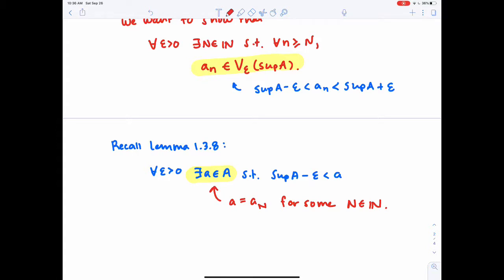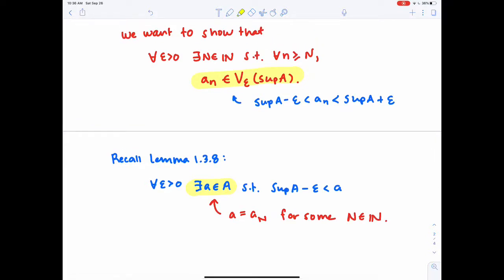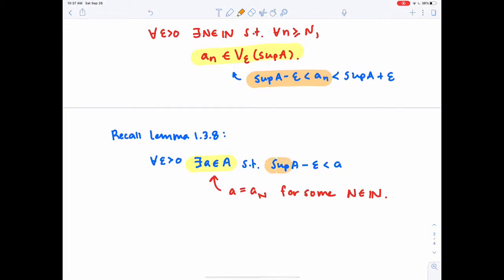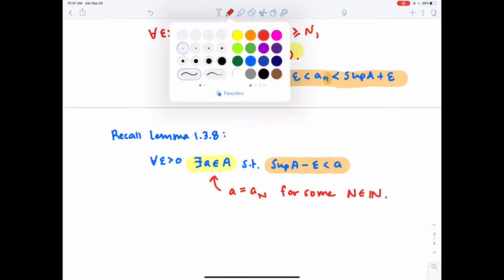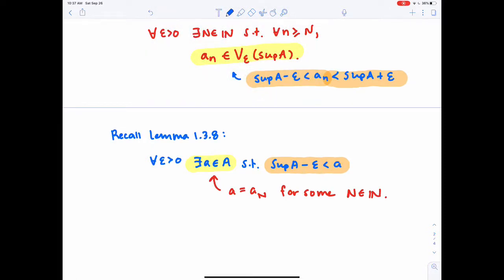So notice that this is already giving us part of the inequality that we were hoping to have. We had our inequality sup A minus epsilon less than a_n, which is what we're trying to show for the left side in order to be in the epsilon neighborhood. And over here, we get that as a natural consequence of our lemma. Now, what about the other side of our inequality? Because remember, there's also the other side, less than sup A plus epsilon. Well, we get that for free because we know that we're dealing with the supremum here, and a supremum is an upper bound for our set, so any a that we're going to get has to be less than or equal to sup A, which is transitively less than sup A plus epsilon.